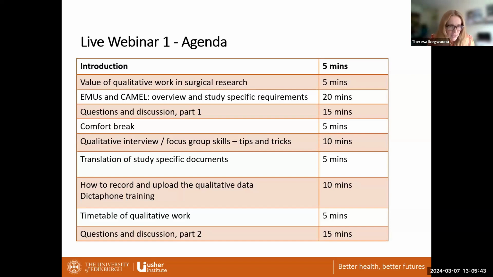There will be time for questions and discussion. We will have a short break, hopefully. And then we will go into the logistics of carrying out the qualitative interviews and focus groups. I will talk you through some skills, tips and tricks, translation of study documents, how to record and upload the data, dictaphone training, and we will also have a look at the timetable so that we know what we are working towards.